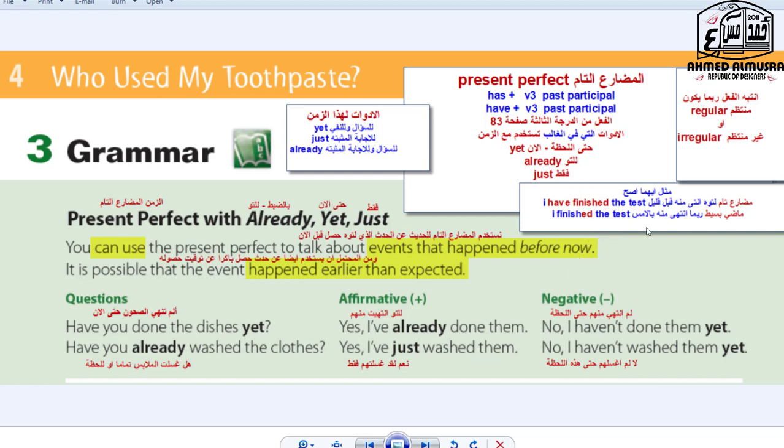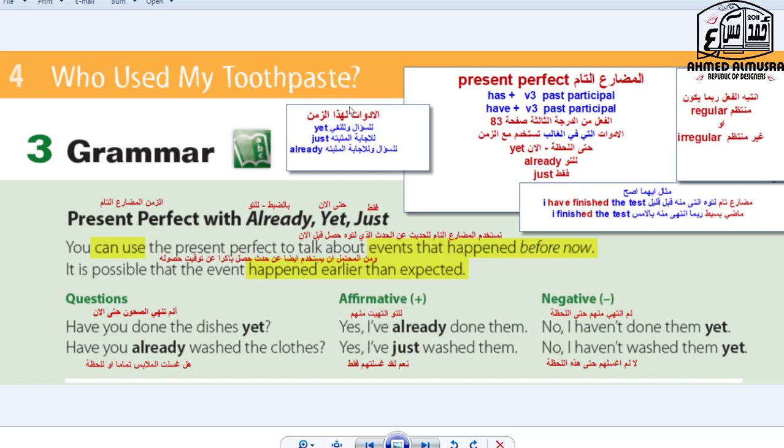Look at the two sentences here. This is the present perfect tense: I have finished the test. While this one is: I finished the test. Maybe it was yesterday or the day before, so I don't know the actual time. This one is related to the time, and that one is not actually concerned with the time.